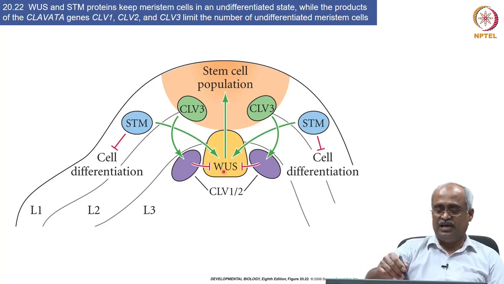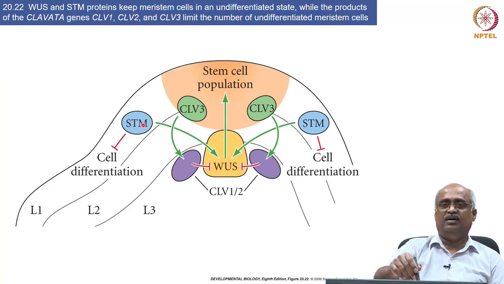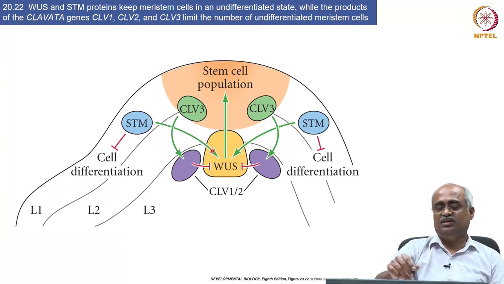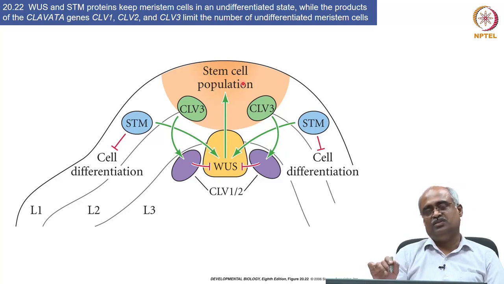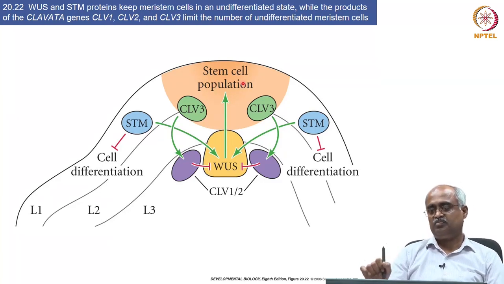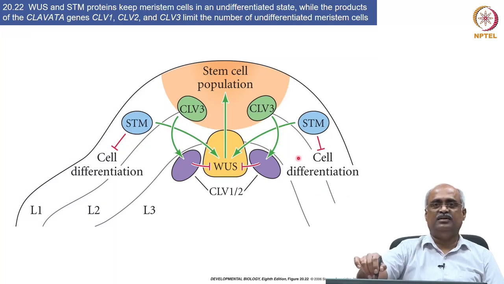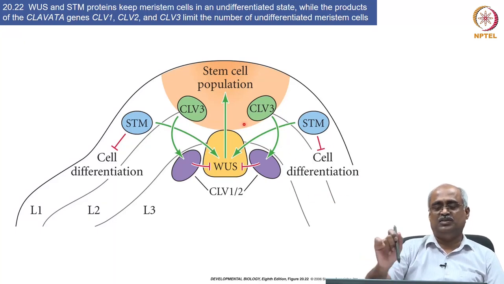And in addition to this CLAVATA and WUSCHEL regulation, you have another gene called STM, which inhibits differentiation, and in addition, it also promotes WUSCHEL expression. So this again helps in making sure that these three genes put together keep the population of meristem maintained at a normal level. So this is how the self-renewal population and the cells that are differentiating are balanced.